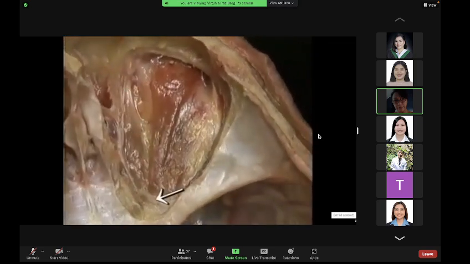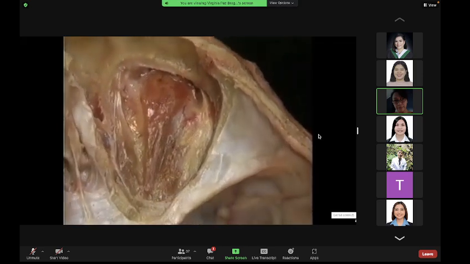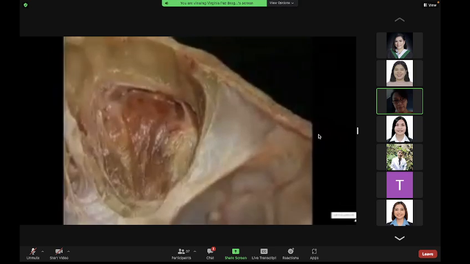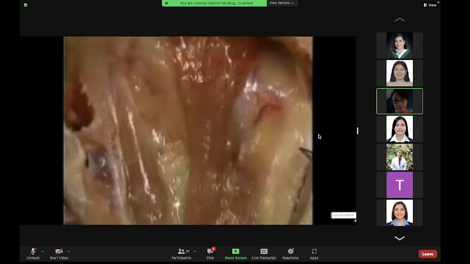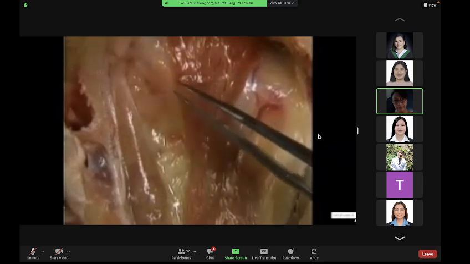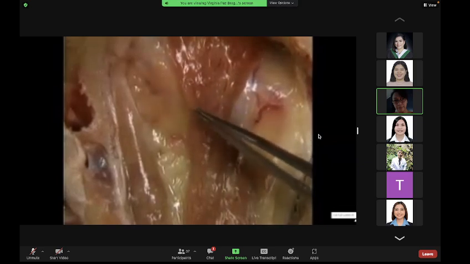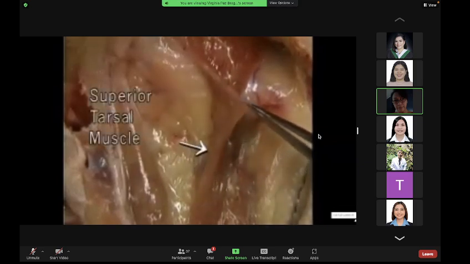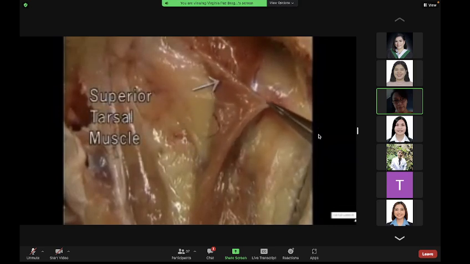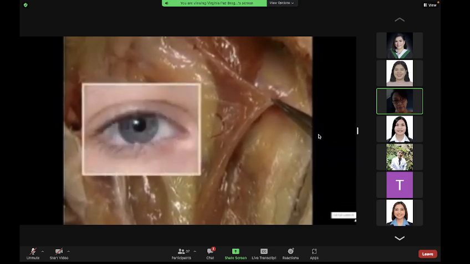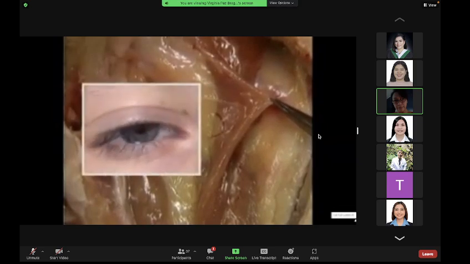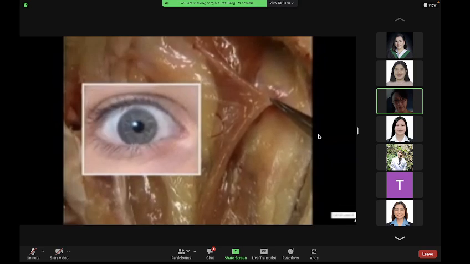Arising from the annulus fibrosus back here, the levator fans out to become a broad tendon which inserts, as we'll see later, mainly into the tarsus of the upper lid. Incorporated in the underside of the levator is a strip of smooth muscle, the superior tarsal muscle, that's innervated by sympathetic fibers. Changes in the tone of this smooth muscle cause our upper lids to droop when we're tired and open wide when we're excited.